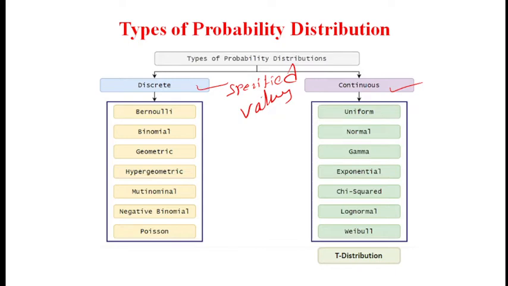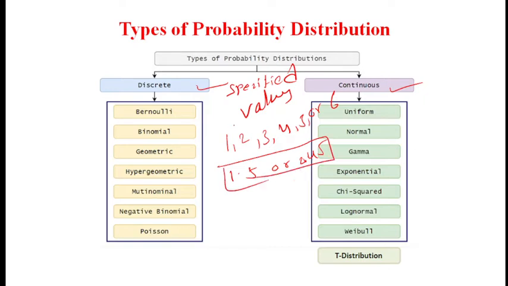What would be an example for this discrete probability distribution? When you roll a die, the possible outcomes are 1, 2, 3, 4, 5 or 6, and not 1.6 or 2.45. We do not expect values in decimal points; we can expect only the specified values.